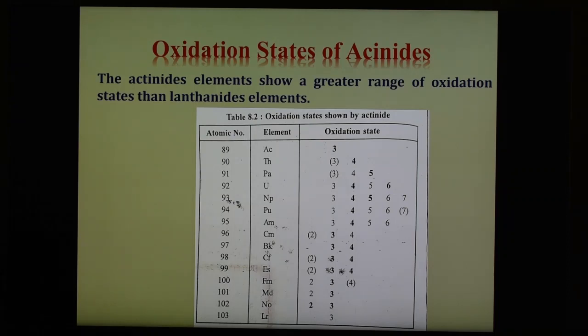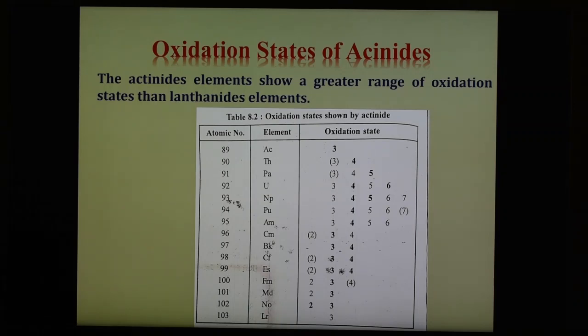The +6 oxidation state is more commonly found as the dioxo ion, and +6 oxidation state is found in a compound like uranyl nitrate dihydrate. +7 oxidation state is known only in the oxocation of neptunium and plutonium. When alkaline solutions are oxidized by oxygen, the important oxo ions known in case of neptunium and plutonium are formed.